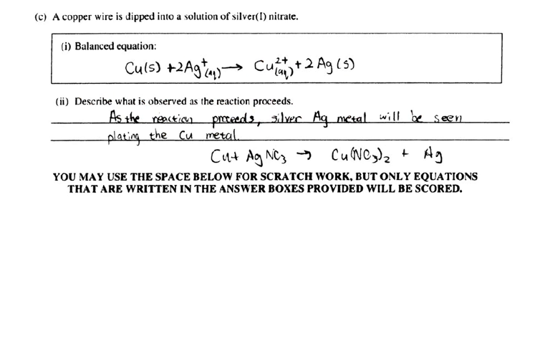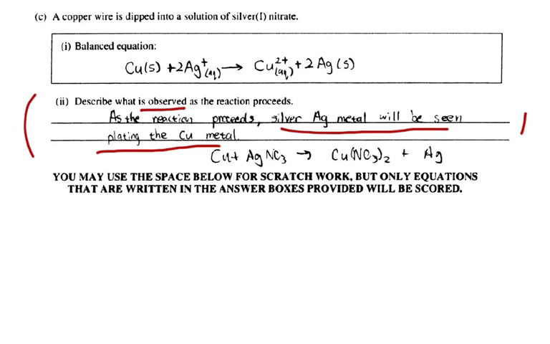Now I'd like to go back really quickly and take 2 examples of the second part of this. So it says a copper wire is dipped into silver nitrate. Okay, so for silver nitrate, describe what would be observed. So as the reaction proceeds, silver metal will be seen plating on the copper metal. Okay, that's exactly right, so they get this point right here.